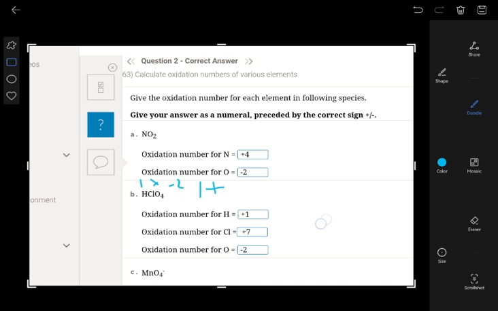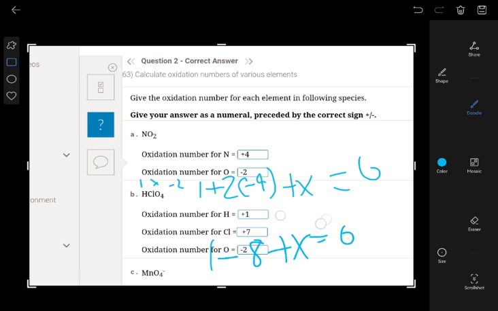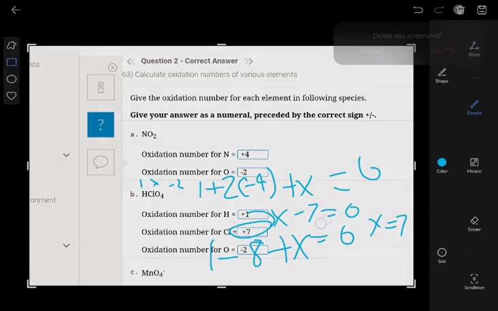I'll write them like that. So 1 plus x plus 4 times -2 should equal 0. 1 minus 8 plus x equals 0. X minus 7 equals 0. X equals 7. That's it.